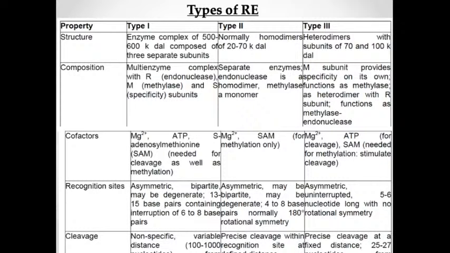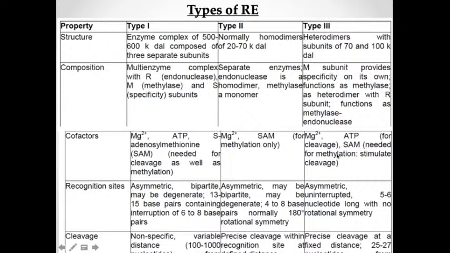In the structural part, the type 1 enzyme is a complex of 500 to 600 kilodalton composed of three separate subunits, whereas type 2 is a homodimer of 20 to 70 kilodalton, and type 3 is a heterodimer with subunits of 70 to 100 kilodalton. The composition of type 1 is a multi-enzyme complex with R, M and S subunits: R for endonuclease, M for methylase, S for specificity. Type 2 has separate enzymes, the endonuclease being a homodimer and the methylase a monomer. In type 3, the M subunit provides specificity on its own and functions as a methylase, and the heterodimer with the R subunit functions as the endonuclease. The cofactors are magnesium, ATP and S-adenosylmethionine, that is SAM, needed for cleavage and methylation. For type 2, magnesium, with SAM for methylation only, then magnesium, ATP and SAM for type 3.